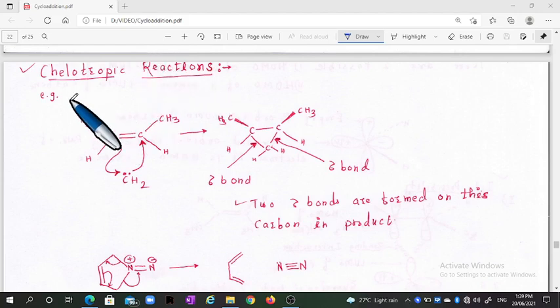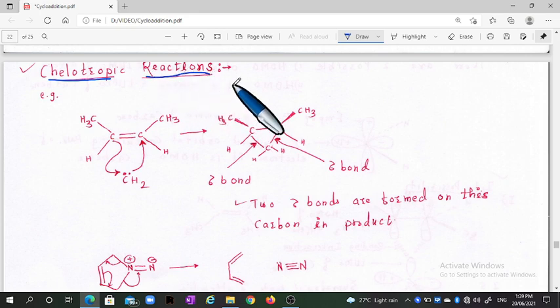Dear students, today we will discuss the cheletropic reaction, one of the important reactions belonging to the cycloaddition reactions. Let us discuss the first example. In this example, we have the carbene which is added to this double bond. Therefore, this is a reaction in which the lone pair is added to the unsaturated system.